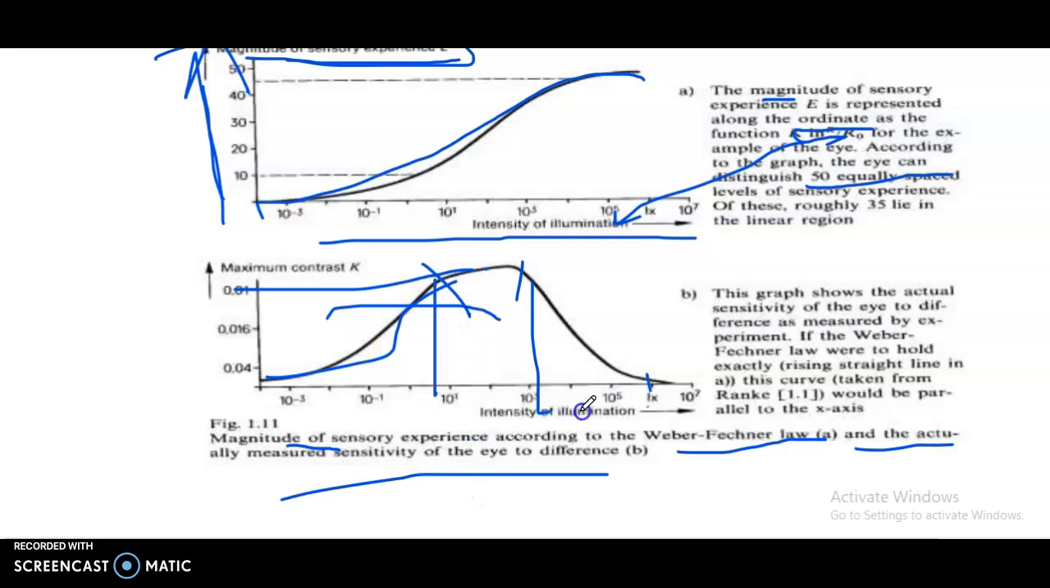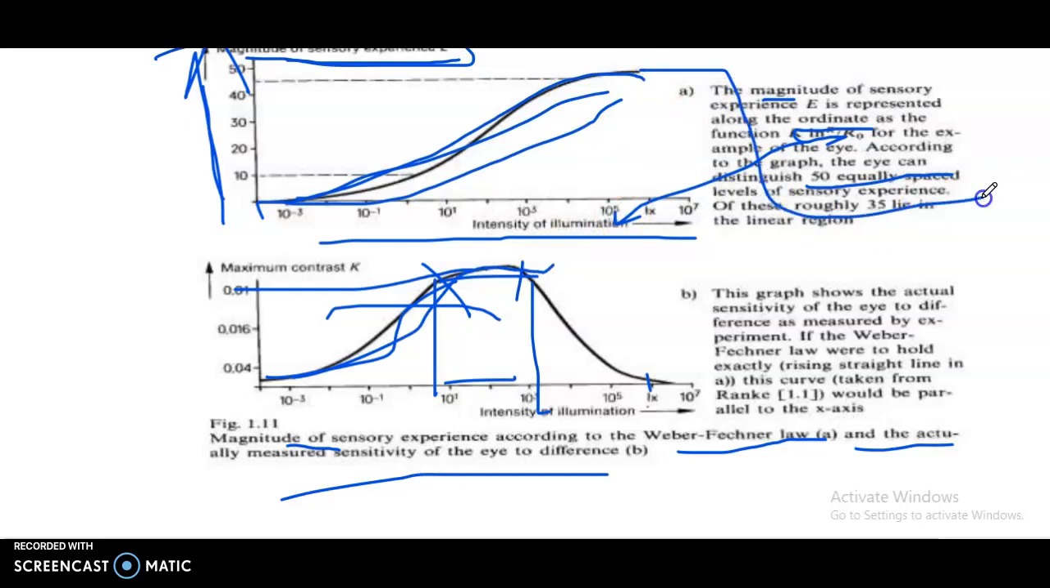If the Weber-Fechner law were to hold exactly, with a rising straight line in A, this curve would be parallel to the x-axis. Here, this is parallel to the x-axis. After that, it goes approximately the same way, then like this.